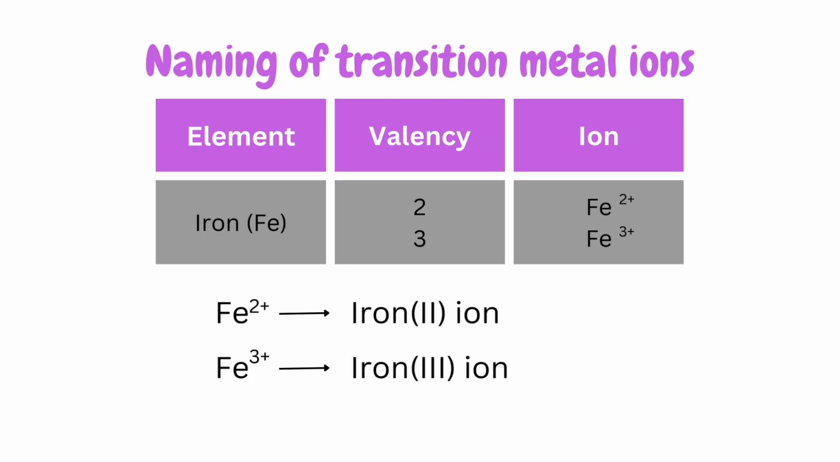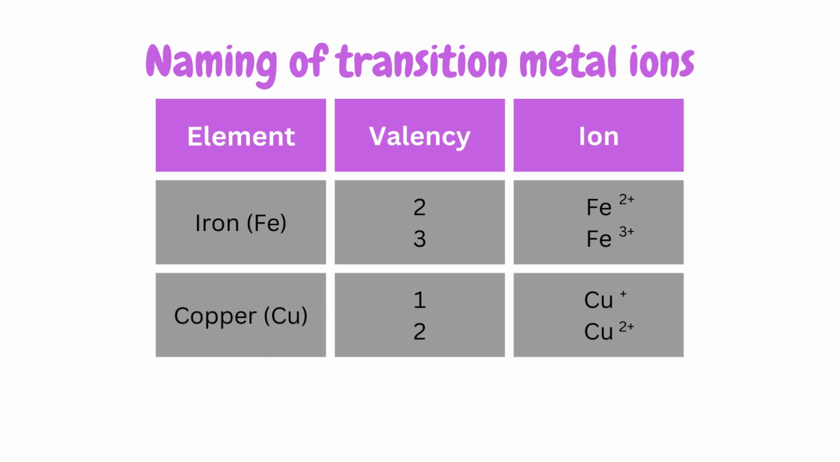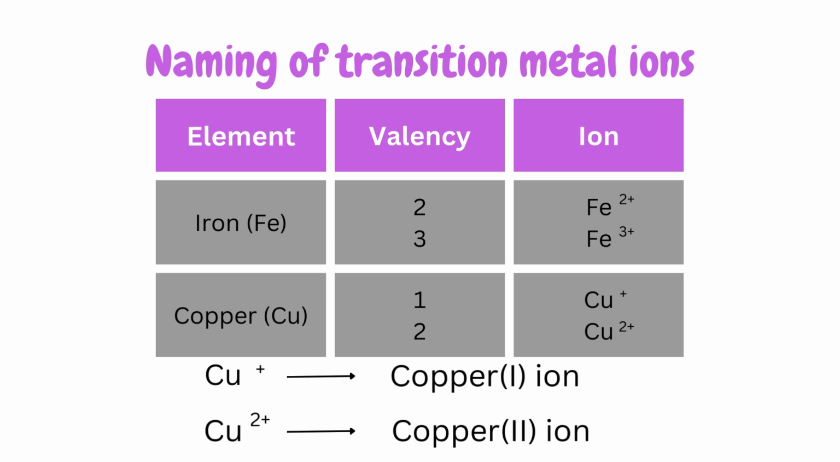Here's how it works. Iron with a +2 charge is called the iron(II) ion, and iron with a +3 charge is called the iron(III) ion. Let's look at another example with copper. Copper can form cations with charges of +1 and +2. We would name these ions copper(I) ion and copper(II) ion, respectively. This use of Roman numerals to indicate charge is called stock notation.